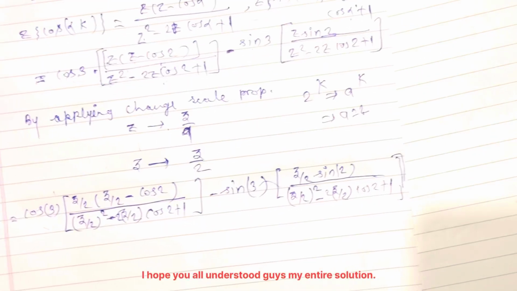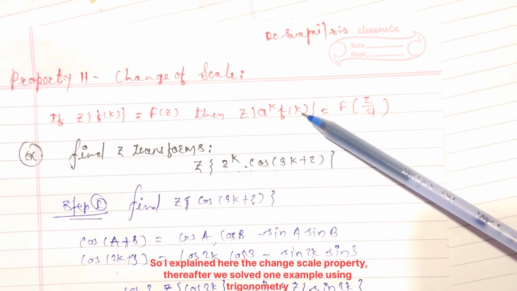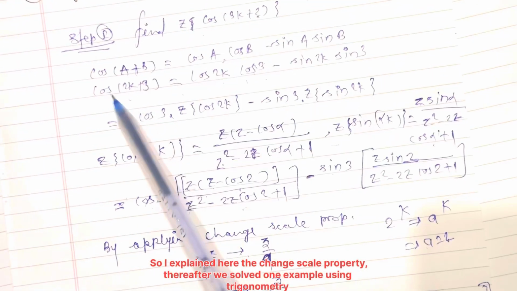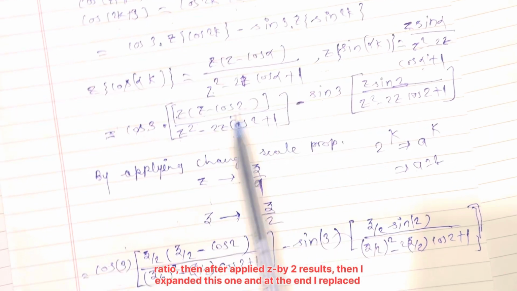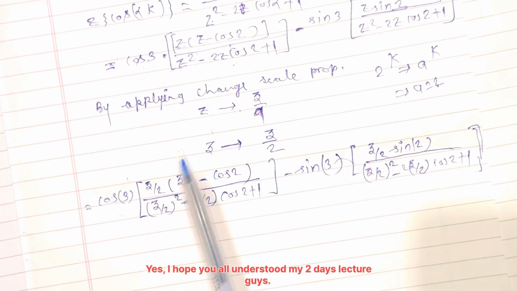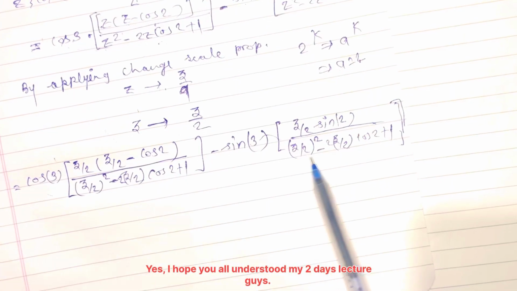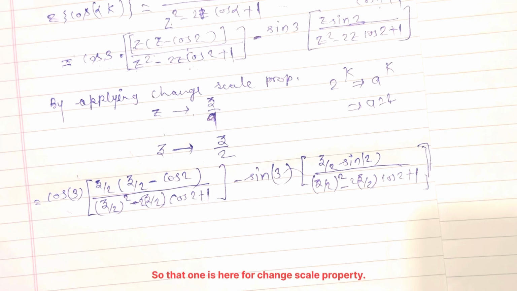I hope you all have understood my entire solution, guys. It's not difficult, it's way easier. I explained the change of scale property, then we solved one example using trigonometric ratios. Then we applied the z transform of these two results, expanded it, and at the end replaced z by z by 2. Everything is way easier, you just need to remember some specific parts of the z transform for the change of scale property.